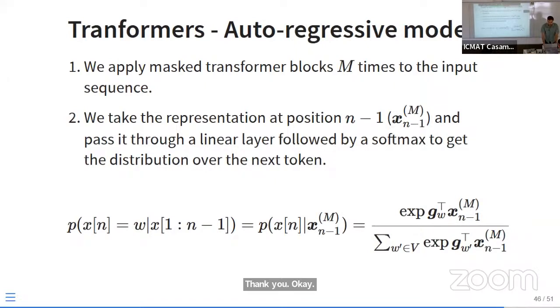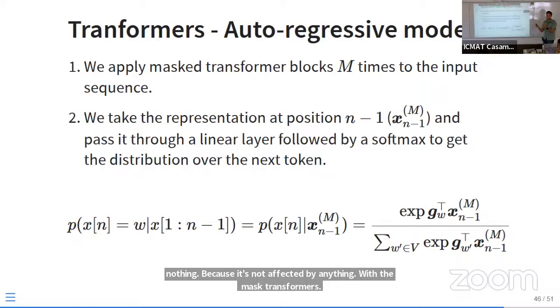Yeah, no, for the first one, you won't have troubles because that one is not going to be affected by anything. So it's going to be a set of parameters that will define the representation of that element in the sequence. And in that case, the attention mechanism is doing nothing. It's like the identity because it's not affected by anything. With the masked transformers, the first position is not affected by anything. The second is just affected by the first one.